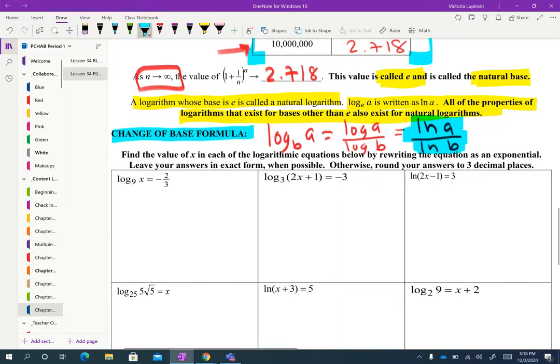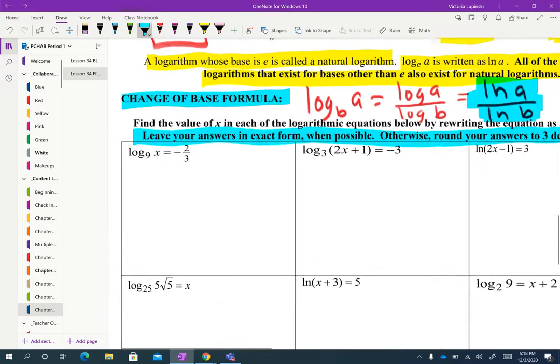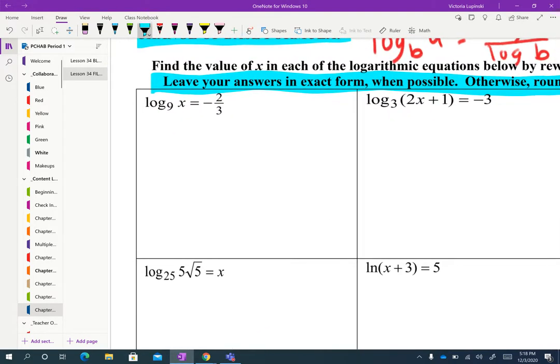Finally, I want to go ahead and solve some logarithmic equations. Note that these are logarithmic equations because they have equal signs and because they all have logs. You are going to try to leave your answer in exact form if possible, and otherwise you're going to round it to 3 decimal places. So take a look here at the first one. Log base 9 of x is equal to negative 2/3. Again, whether you think of it as a loop or just as a relationship, you can think of it like this: 9 to the negative 2/3 equals x.